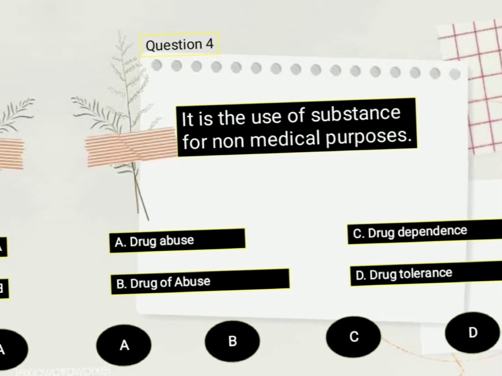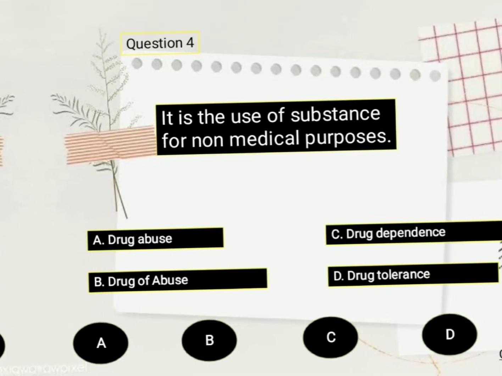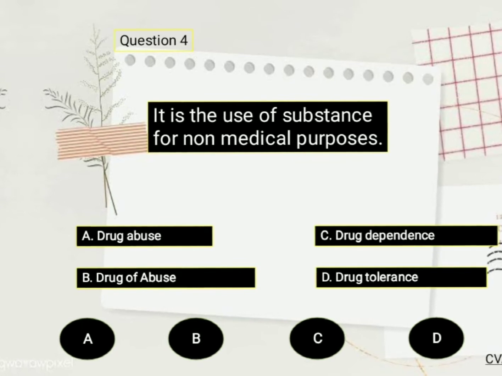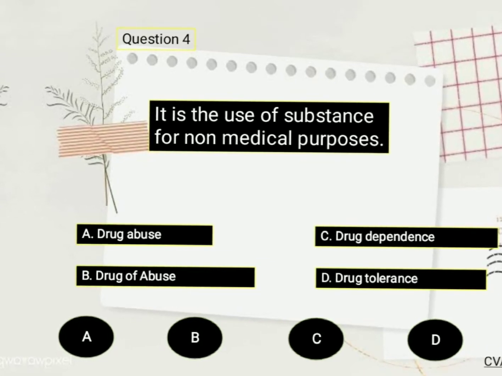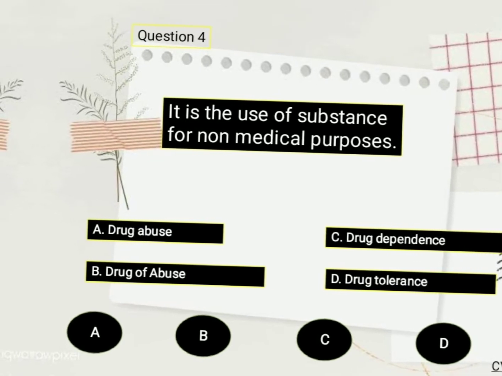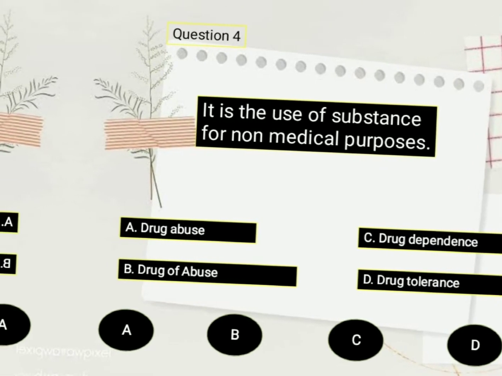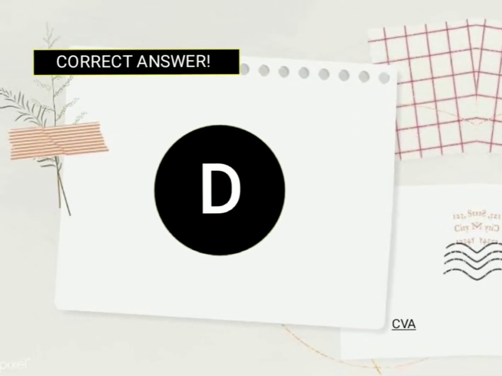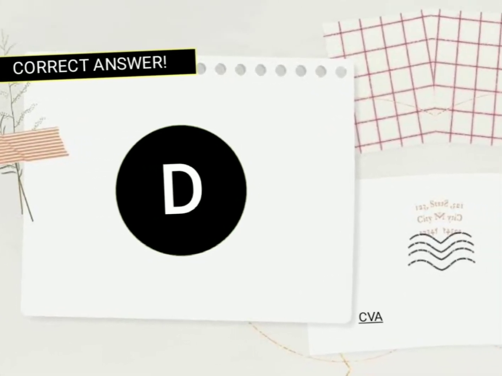Question number 4. It is the use of substance for non-medical purposes. A. Drug abuse. B. Drug of abuse. C. Drug dependence. And letter D. Drug tolerance. Your timer starts now. Very good. The correct answer is letter D, drug tolerance.